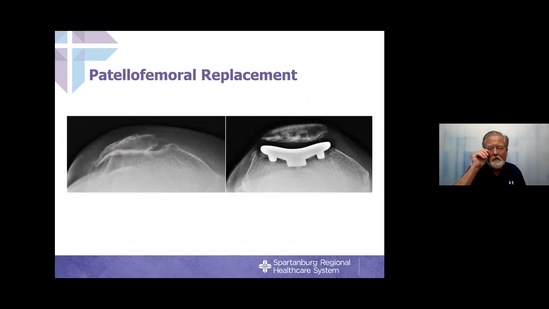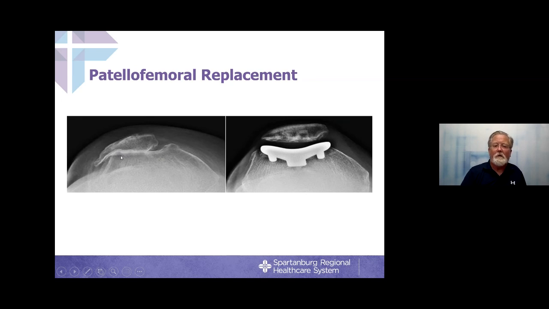And here's an example of a patellofemoral replacement. This is dreadful patellofemoral disease. This is bone on bone on bone. About as bad as I've seen. These are not my patients. These are sample X-rays, but I have seen patients with this degree of disease.